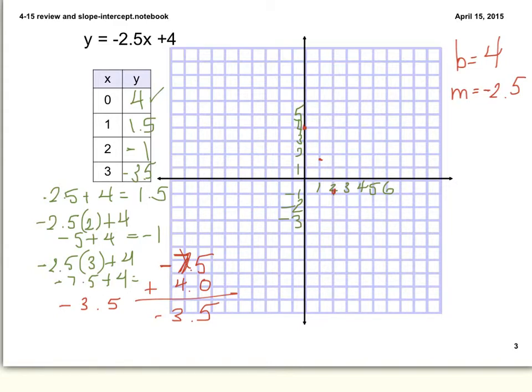And then we have 3, negative 3.5. All right, then draw your lines, and you're done. Notice how that B makes my graph move. It moves away from the origin. And notice if my M is negative, I'm going to have a negative slope on my line, obviously.